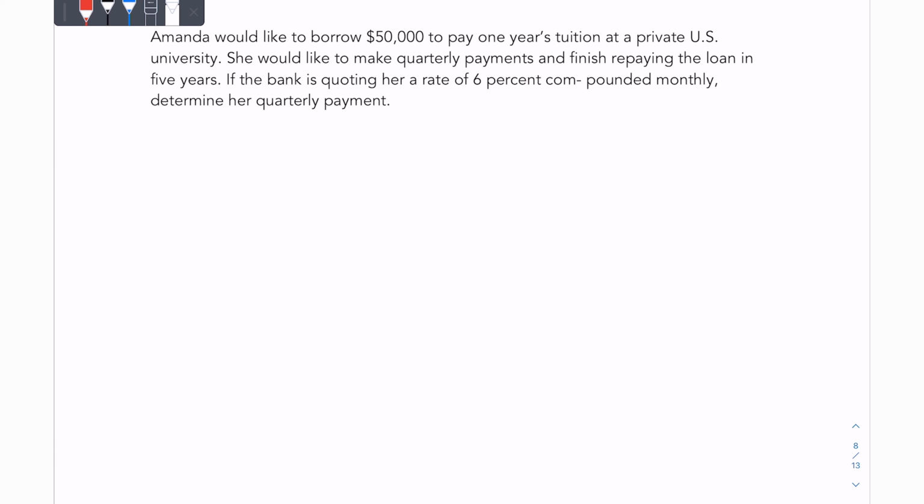Okay, so she's borrowing $50,000. That is the present value. She's going to make quarterly payments, and her interest is compounding monthly. So we've got monthly compounding, so I call compounding M, 12, but quarterly payments. So the frequency of the payment is 4.